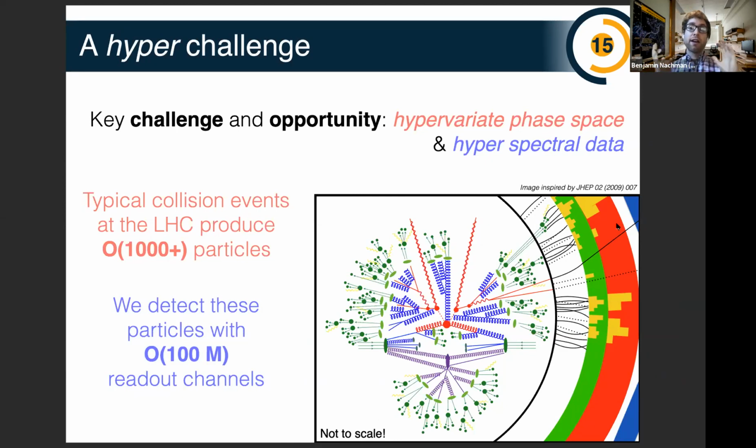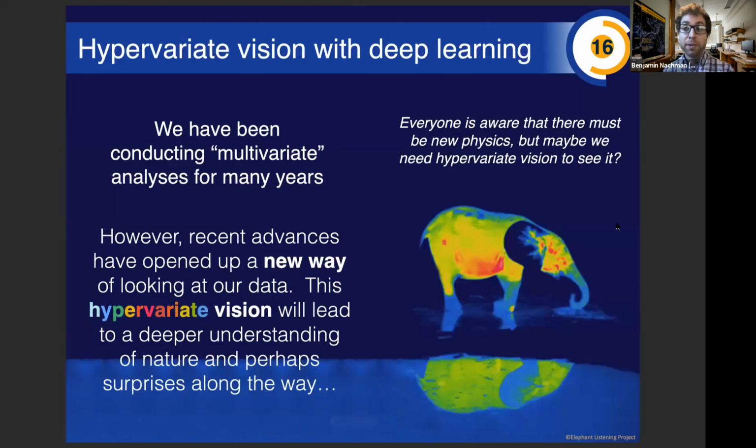This combination of a large phase space we're trying to measure with a large detection space is a huge challenge, and deep learning really is an opportunity to help ameliorate this challenge. So we have what I like to call hypervariant vision with deep learning. We've been doing multivariate analysis for years, but it's possible that one of the reasons we haven't identified something new is because we're not looking at our data holistically in its natural high dimensionality. Deep learning might allow us to see patterns in high dimensions that we would not have been able to see otherwise. I want to tell you a bit about that in the next slides.